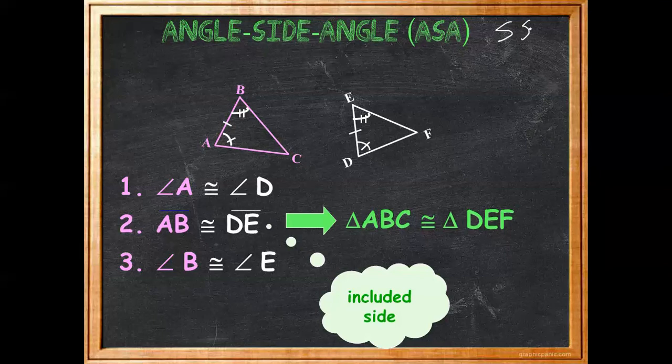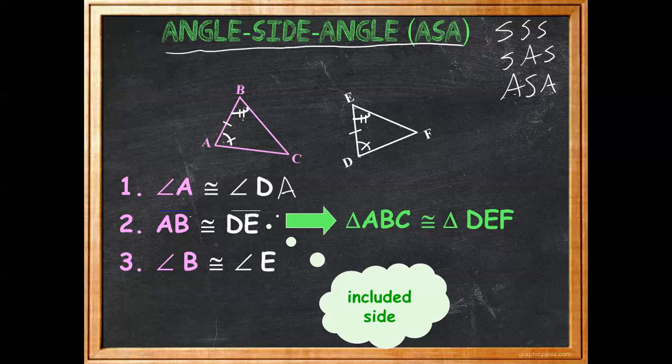So we've had side, side, side, side, angle, side, and now in this one, we're going to have angle, side, angle. So in this one, we're given two angles and a side that are congruent. And the side has to be in between the two angles. So here we're given that angle A is congruent to angle D, side AB is congruent to side DE, and angle B is congruent to angle E. So here we're given an angle, a side, and an angle. So we know that triangle ABC is congruent to triangle DEF. And if you look here, AB and DE are the included side, right? They're right there in between the two angles.